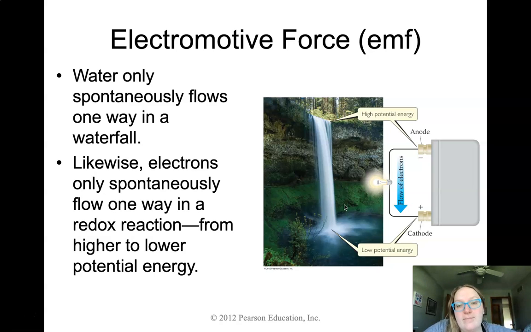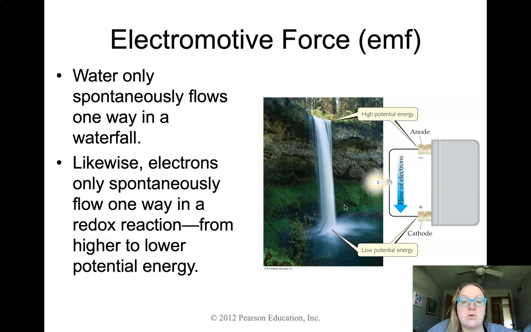So if we think about it from a potential energy standpoint, when we are at the top of the waterfall, our water has a lot of potential energy. At the bottom of the waterfall, however, it's expended a lot of that potential energy into kinetic and now has lower potential energy at the end. The same thing can be said of electrons. Electrons will only spontaneously flow in one direction in a redox reaction, from a higher potential to a lower potential energy.